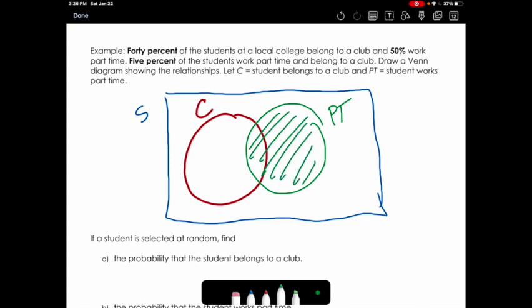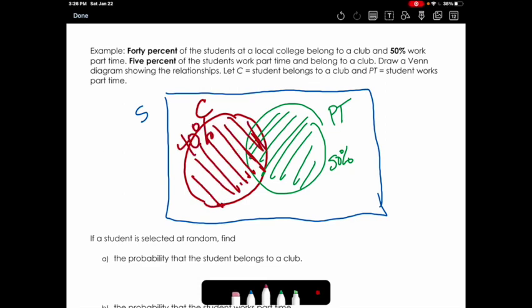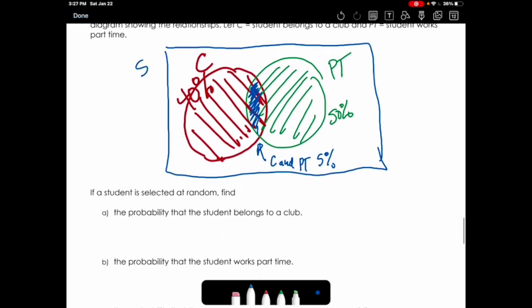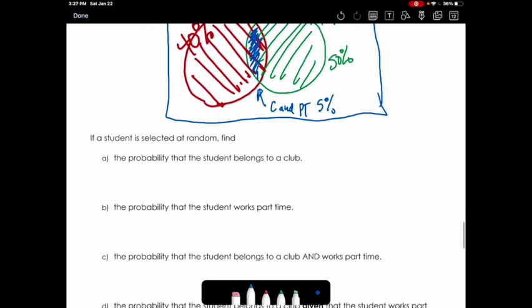Now, it says that 50% of students work part-time, so all of this is going to be 50%. And 40% of students belong to a club, so that's all this in red. And where they overlap is where we have the 5%. Those are the students that work part-time and belong to a club. So I'll do that in blue because that's the overlap. This is both, they belong to a club and PT, and that's 5%. So here's our Venn diagram.